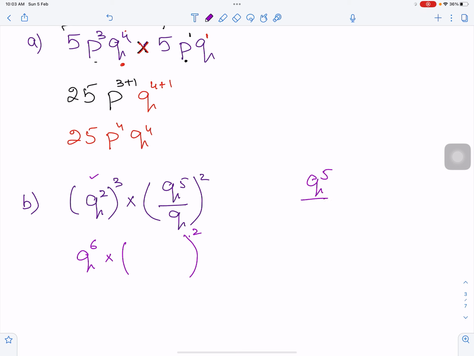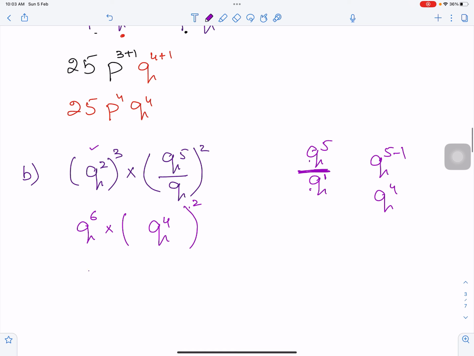Q power 5 divided by q power 1. And we know the rule, when base is same and there is division sign, then powers are subtracted. So it will become 4. So inside the bracket, it will become 4. If you do it stepwise, nothing will go wrong. Stepwise, no need to hurry.